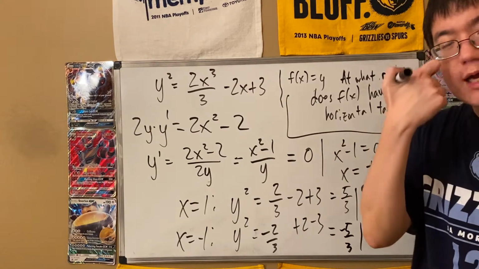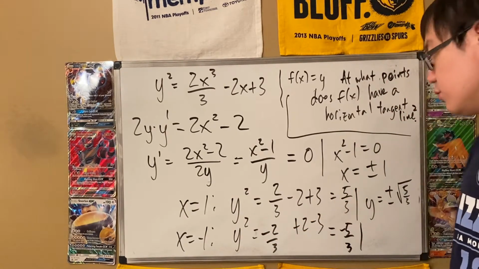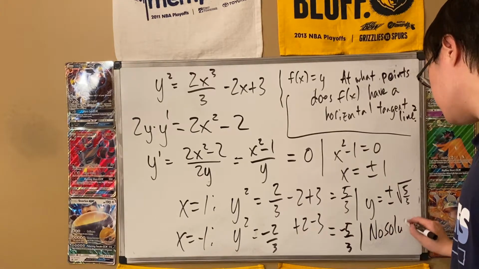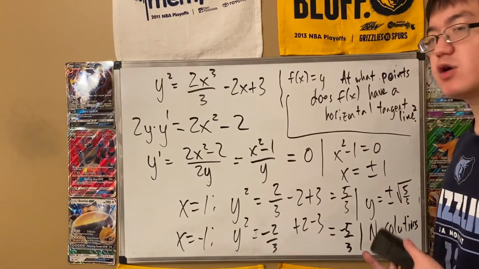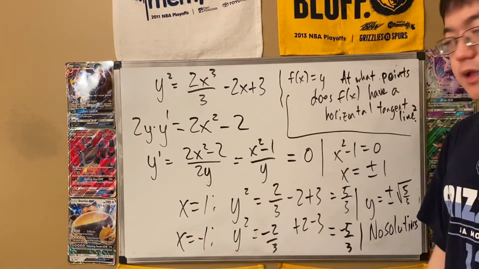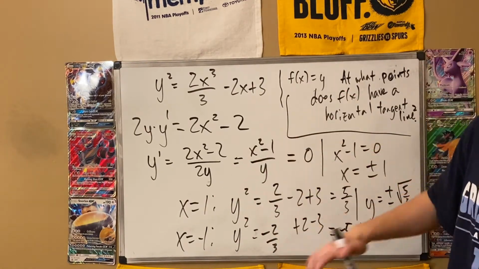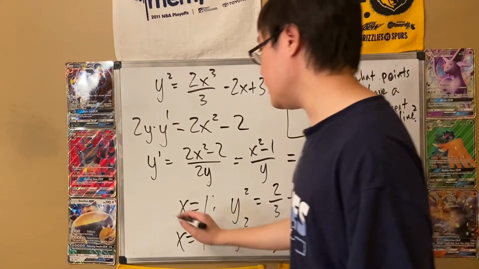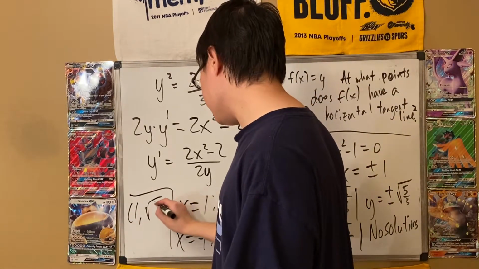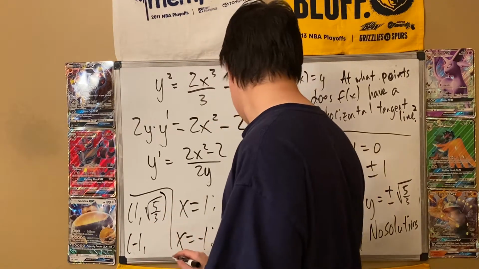So in this case, we actually get no solutions, because when we take the square root, you're not allowed to take the square root of negative numbers. So in this case, there were no solutions. So what's going to be my answer? Well, when I plugged in x equals 1, that gave me valid answers. When I plugged in x equals negative 1, that didn't give me valid answers. That's okay, I just ignore them. So it looks like my final answer is going to be 1 comma root 5/3 and negative 1 comma root 5/3.